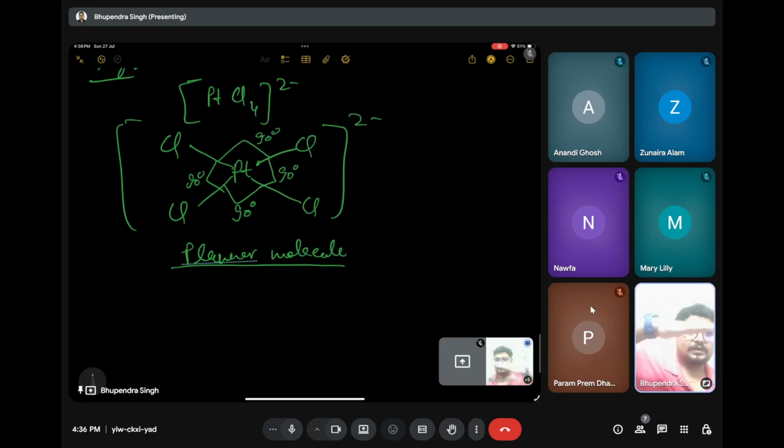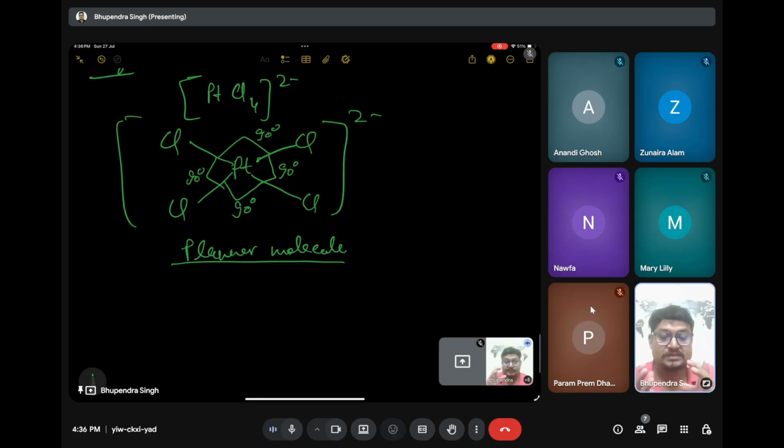So again, like this, Pt is here, Cl, Cl, Cl and Cl, like this. Now again, this is the axis. So if I rotate to get the first equivalent structure, at what angle should we rotate? The least minimum angle required to get the equivalent structure should be 90 degrees.